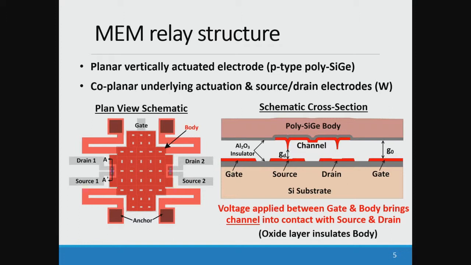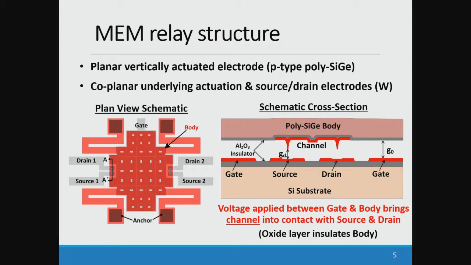Before showing my results, I briefly want to introduce my experimental condition. Here is the MEM relay structure, with a plan view. It is an electrostatically actuated 6-terminal relay, and the mobile electrode, here in red, is a planar, vertically actuated electrode made of polysilicon germanium.